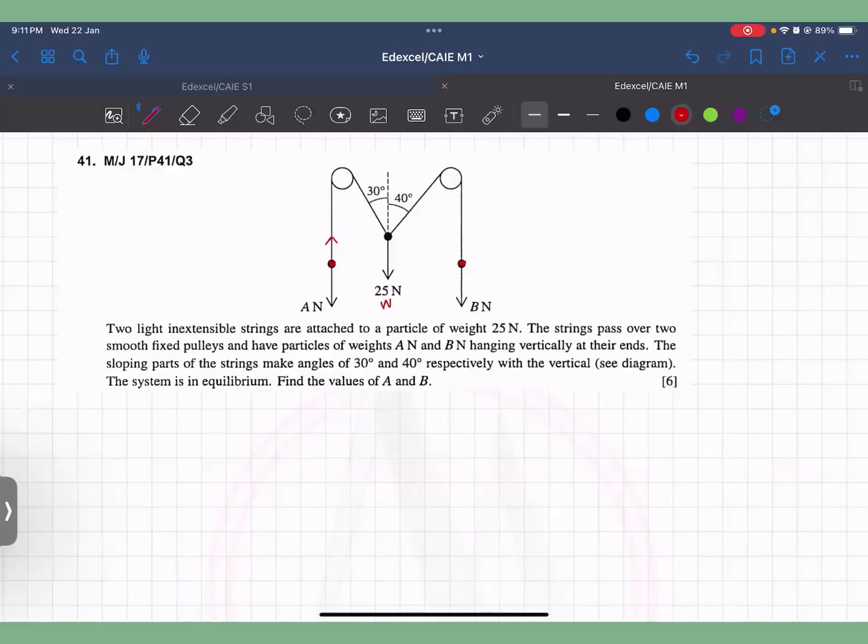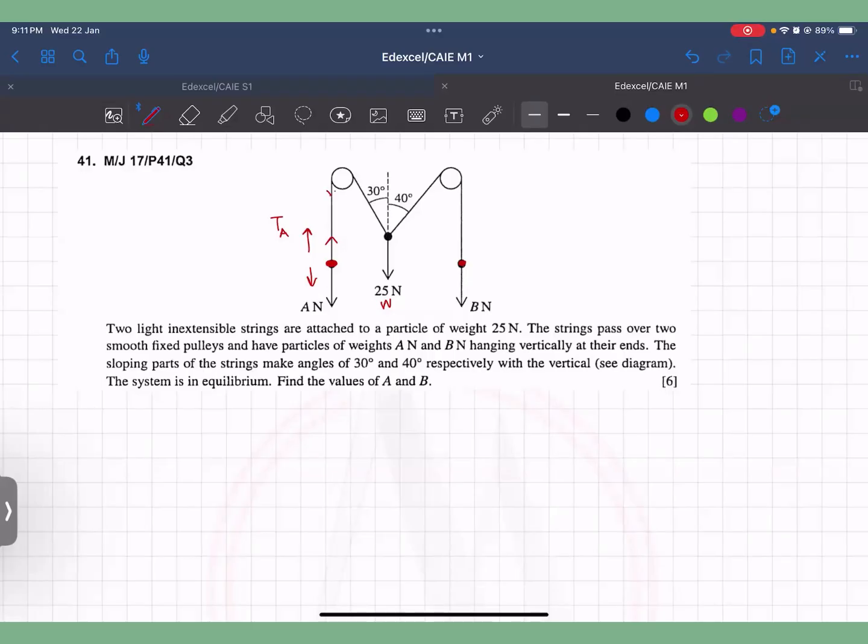The sloping parts of the string make angles of 30 and 40 with the vertical. The system is in equilibrium. Find the values of A and B. Definitely the weight of this particle is A downwards. So there would be a tension force opposing this weight because the system is in equilibrium, and this would be the tension in this string, pulling it upwards and cancelling out the effect of the weight of A.